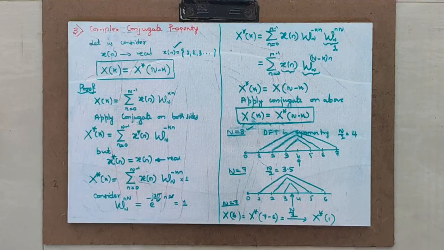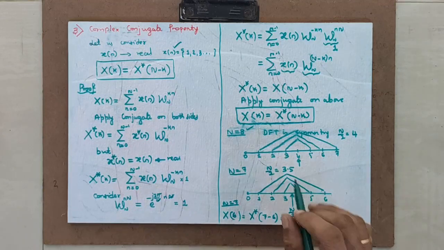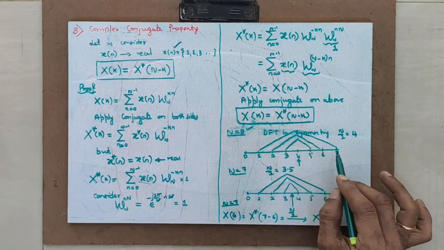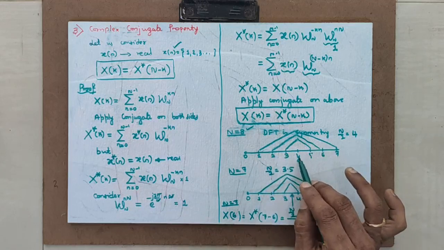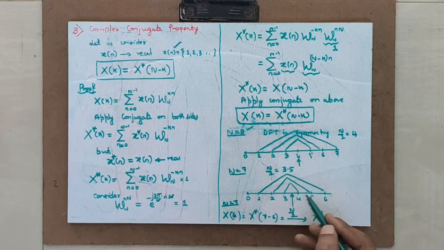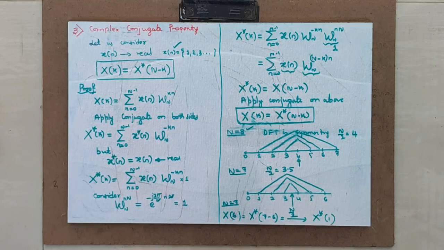Let me solve an example regarding the complex conjugate property. Try to understand that x1 is the conjugate of x7, x2 is the conjugate of x6, x3 is the conjugate of x5 with respect to the midpoint. Similarly, the same properties are followed here. It is very evident from the formula. Let me take the formula and solve an example for you in the next board.